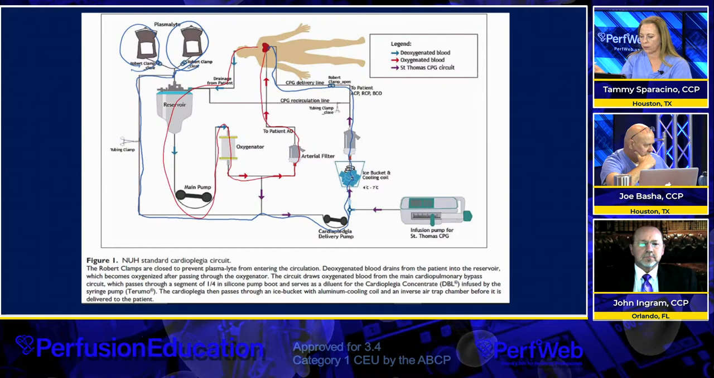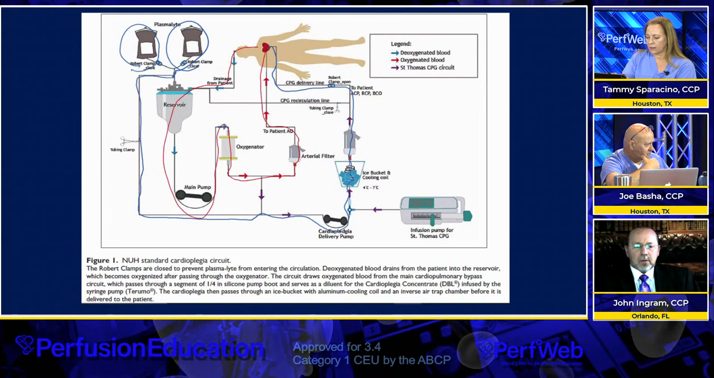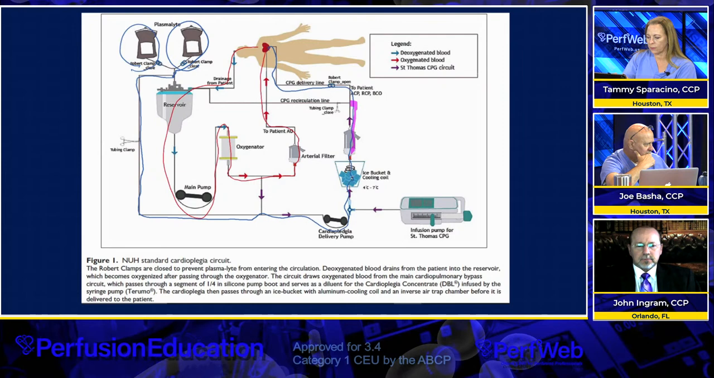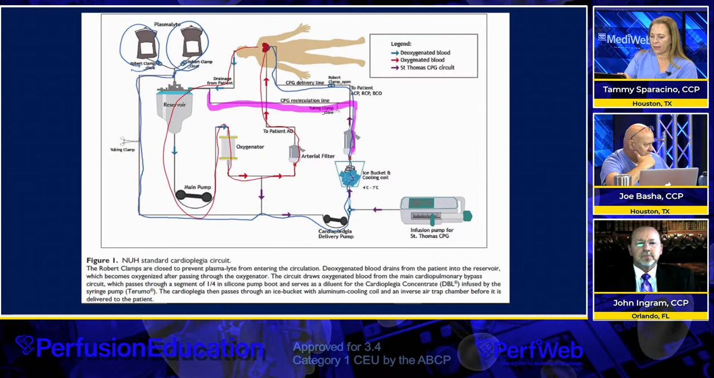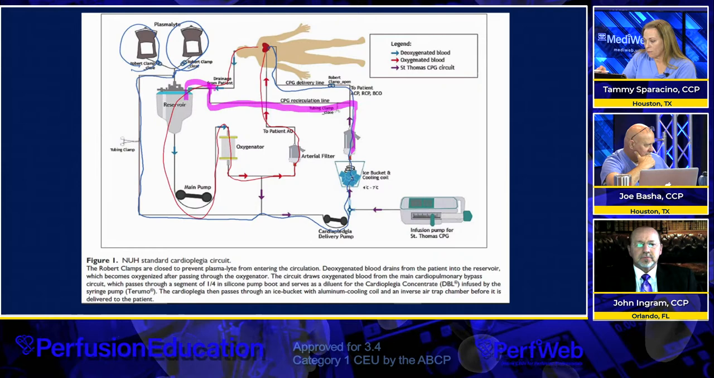Then they also have another area where they have a bypass. So you come out of your bubble trap from the cardioplegia, and you bypass going to the patient, and you have a recirculation line that then comes back through to the reservoir, okay? All right, so it's very complicated. Then we'll look at one more thing.